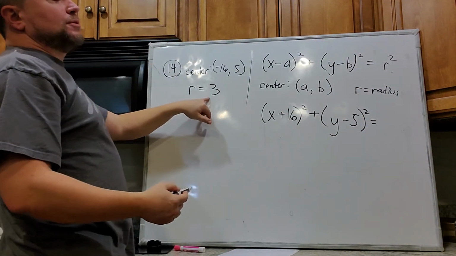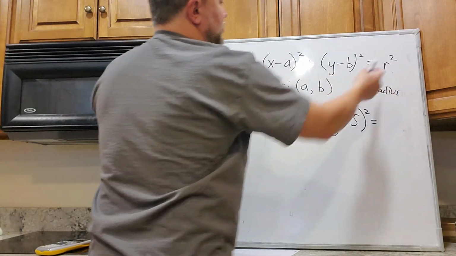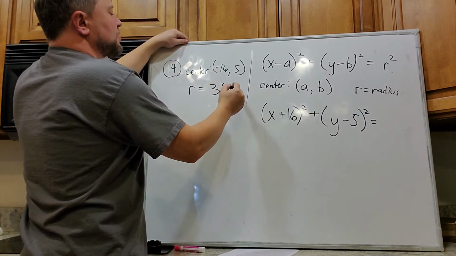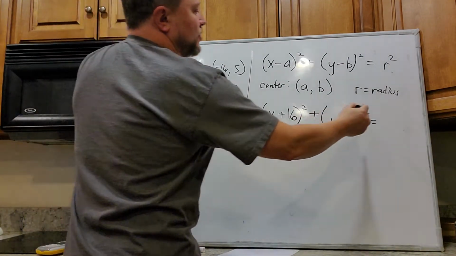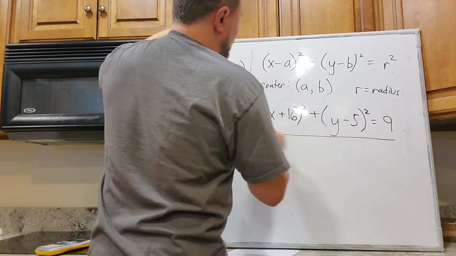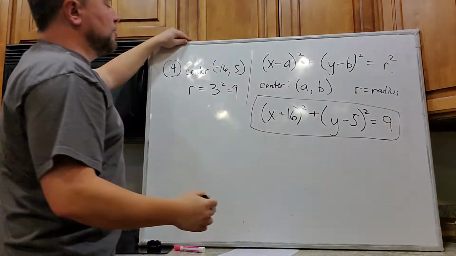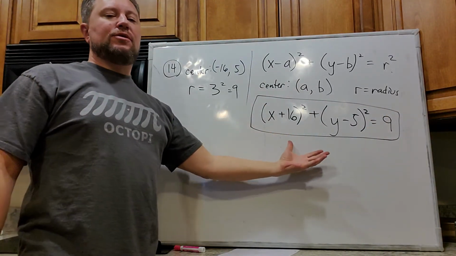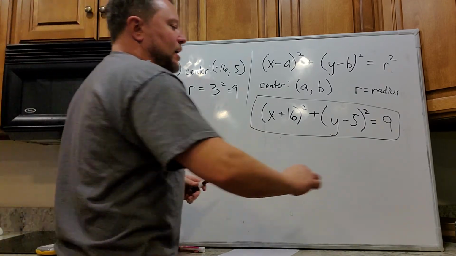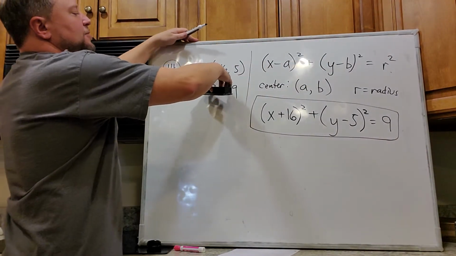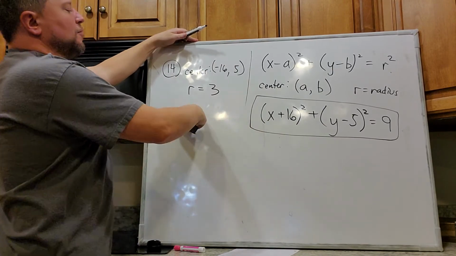And our radius was 3. Now if I square 3, you see if I square this right now, I'm going to get 9. So I'm going to put a 9 over here. And there's our answer for problem number 14. There's the equation of a circle that has a center at negative 16, 5 and a radius of 3.